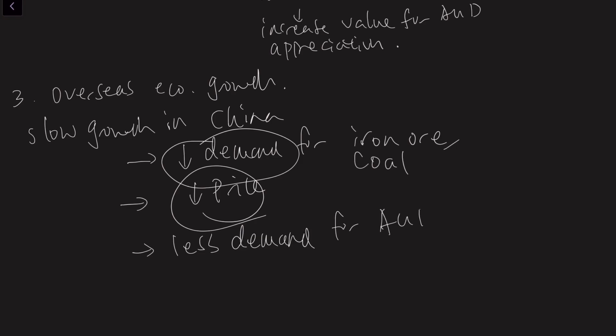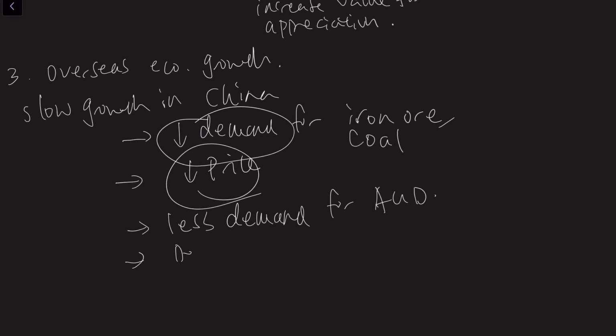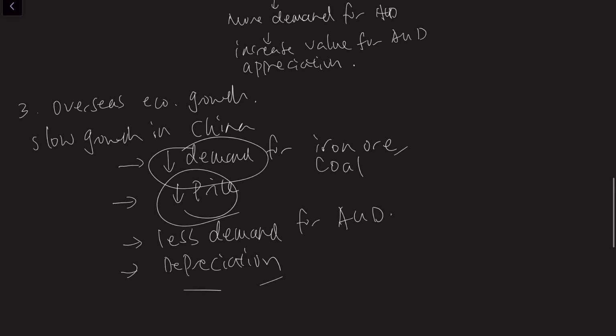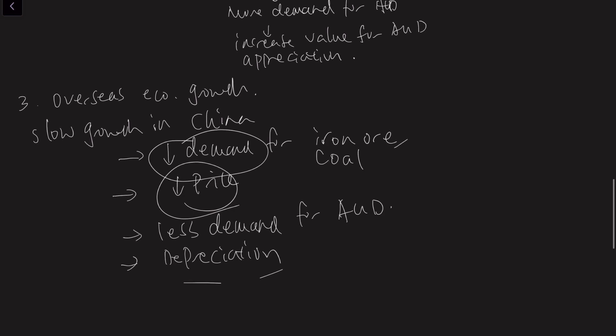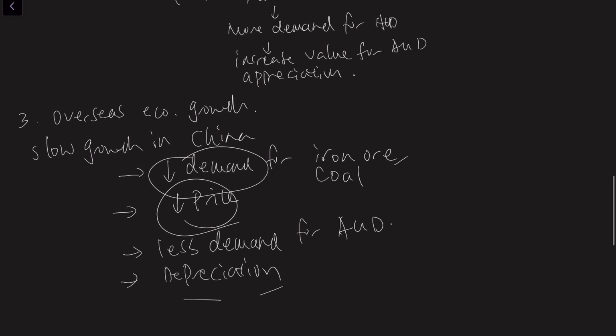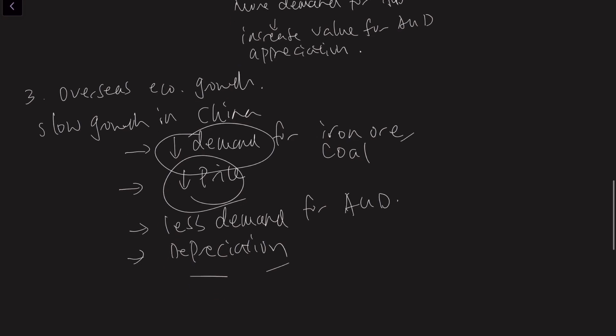So this means less demand for the Australian dollar, because the Chinese need to convert their money to Australian dollars to purchase Australian-made goods and services. And because we have less demand as well as lower prices, we have less demand for the Australian dollar as well. And this would cause a depreciation. And this is the major reason why the Australian dollar has depreciated so much this year, because of slow growth in China. Even though if you look at the relative interest rate, Australia is actually higher than other economies like Canada.